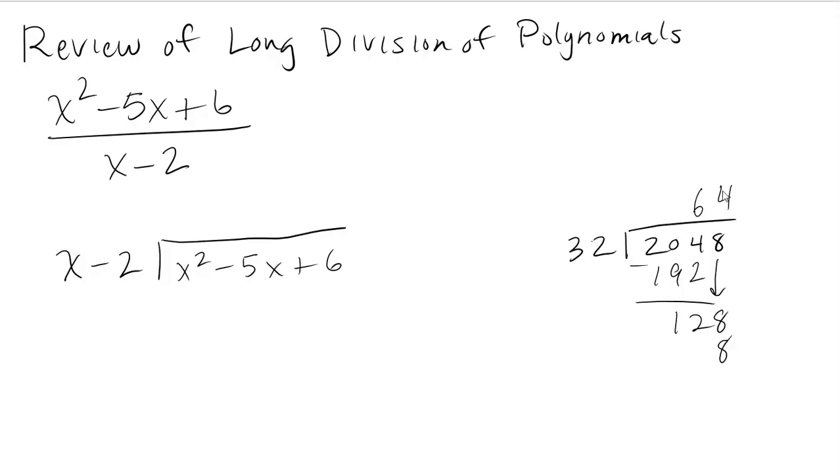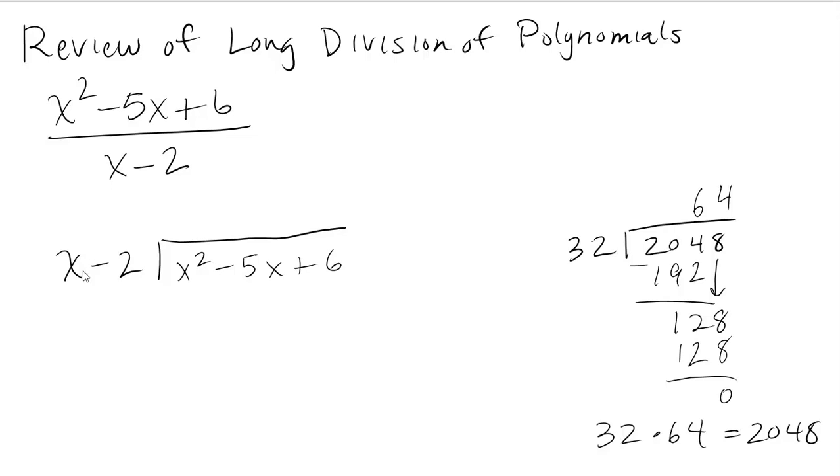4 times 2 is 8. 4 times 3 is 12. We call the number on top the quotient, and this is the remainder. And because the remainder was 0, we say that 32 divides into 2048 evenly, or another way to say that is that 32 is a factor of 2048. In fact, what we've shown is that 32 times 64 equals 2048. 32 is a factor of 2048.